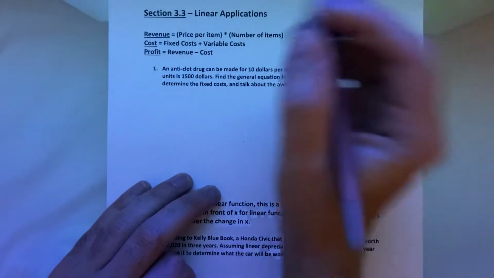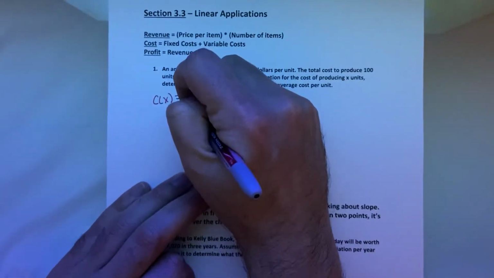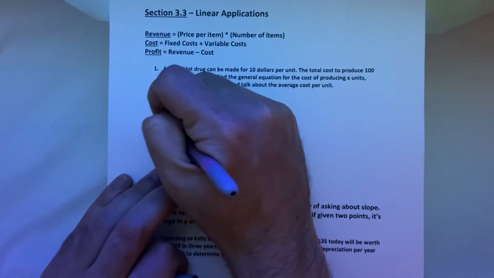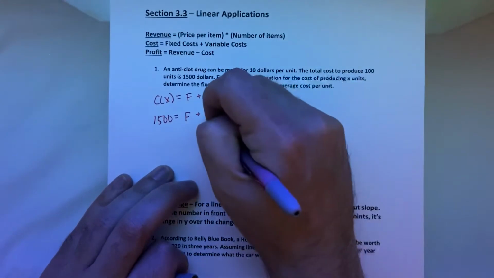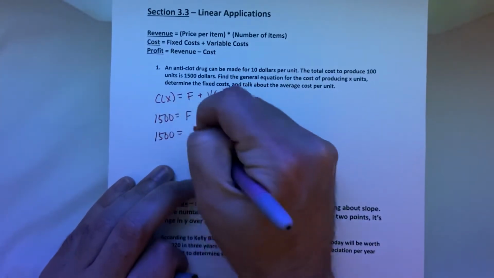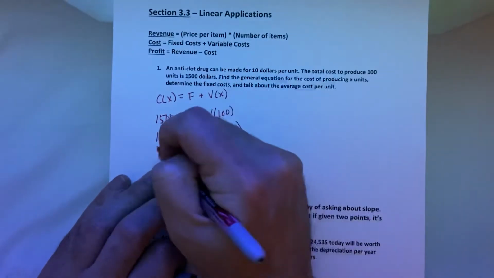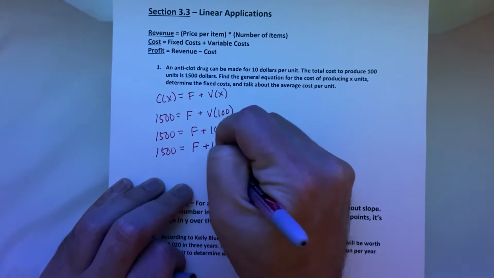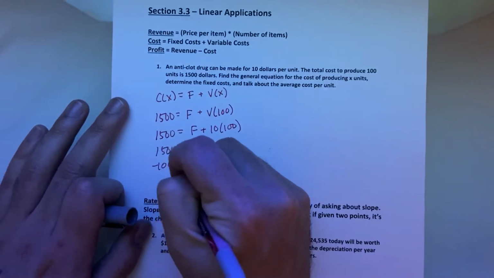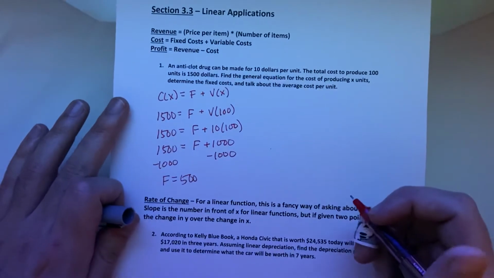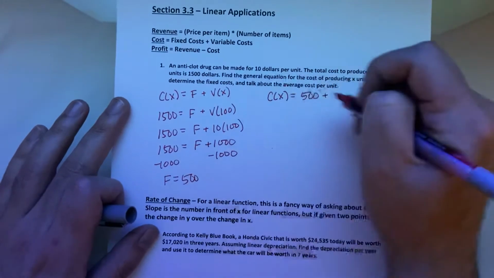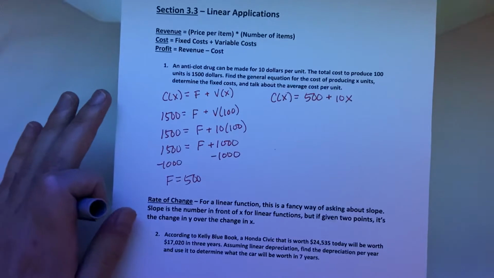So generally speaking, the cost function is going to equal our fixed costs plus our variable costs times X. Now we know it costs $1,500 to produce 100 units, and we know that the variable cost is 10 because that's how much it costs per unit. So it's 1,500 equals the fixed costs plus 1,000, which means the fixed costs, by subtracting 1,000, are 500. So then we can take that and plug into our general formula. The cost function is equal to 500 plus 10 times however many units we produce, X. So that will work for any X.